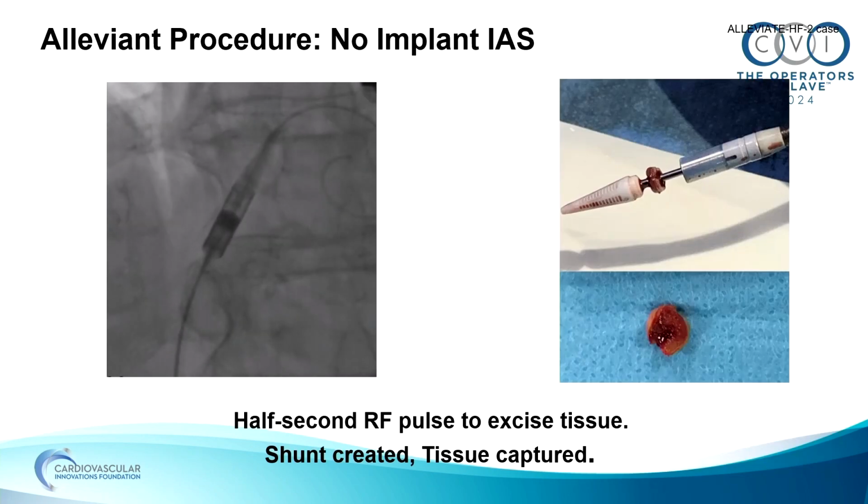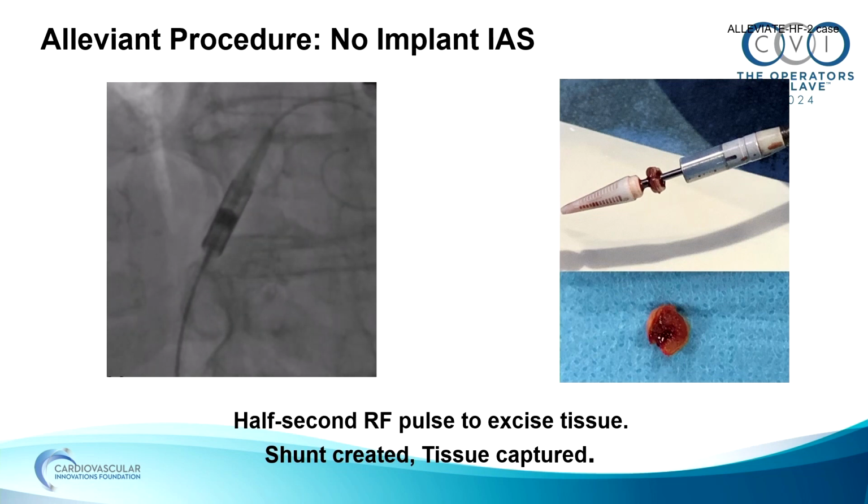Here on your left is the Alleviant procedure. There's a transseptal wire. This catheter is put across the atrial septum, and you can't see it too well, but a nose cone is advanced, followed by some tines, then brought back into the housing, pulling a piece of the atrial septum inside the housing.